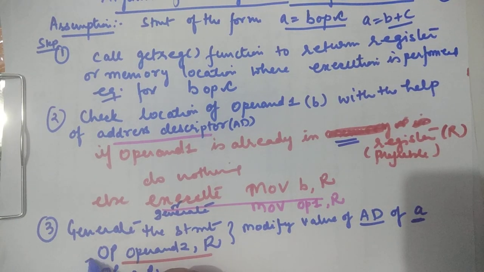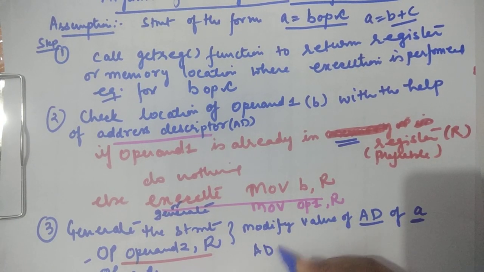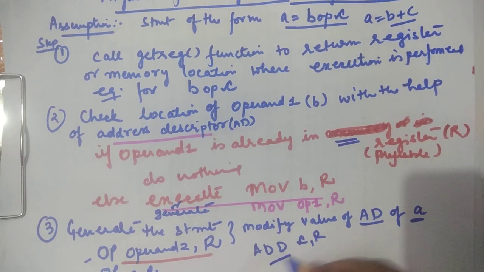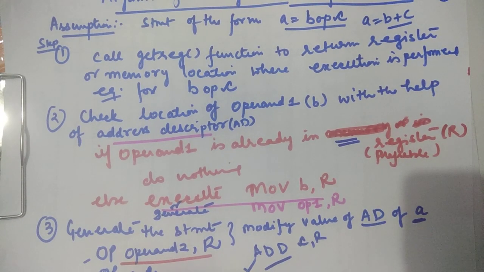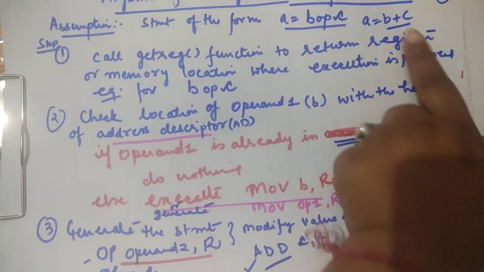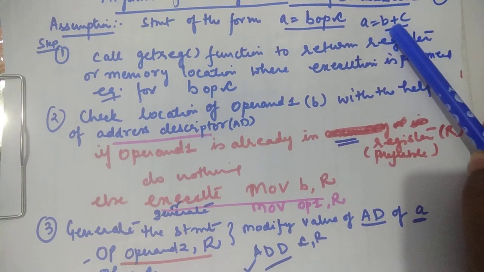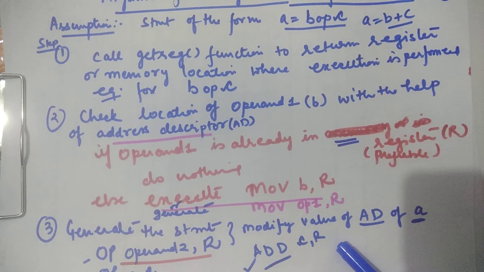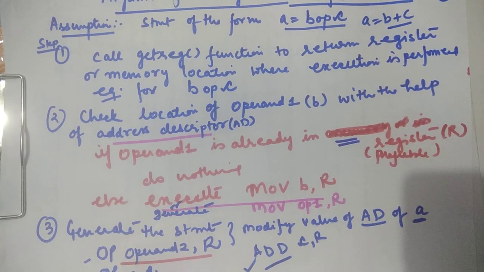Okay, so here you can write down ADD C comma R. So this is again an instruction. What type of instruction are we going to generate? We can simply generate that instruction which is basically responsible for execution of this operator. This is ADD C comma R.